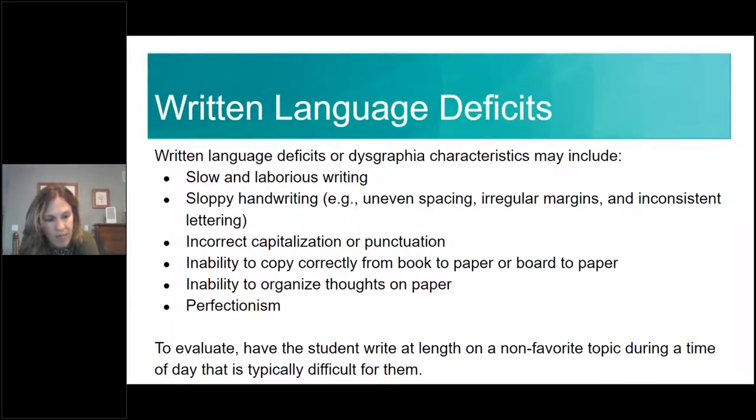So to best evaluate this, you can have a student write at length on a non-favorite topic during the time of day that is typically difficult for them. For most students, that's in the afternoon, right? At the end of the day, when they're tired, or if they had some type of sugary drink at lunch, you know, that they've got that caffeine or that sugar in them. So have them write on a non-favorite topic, and that's the best way to get an analysis of dysgraphia.